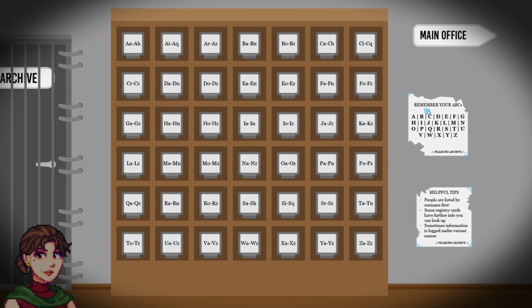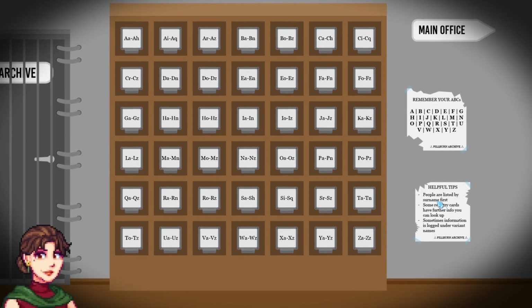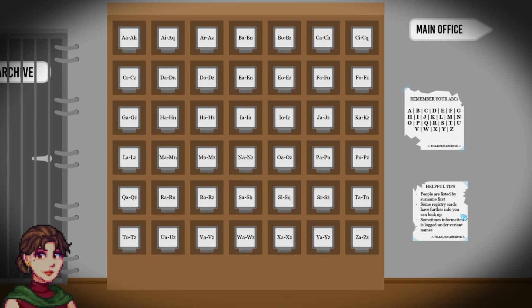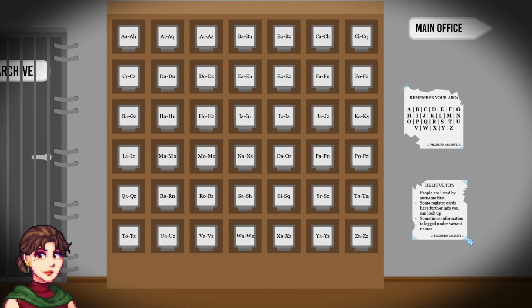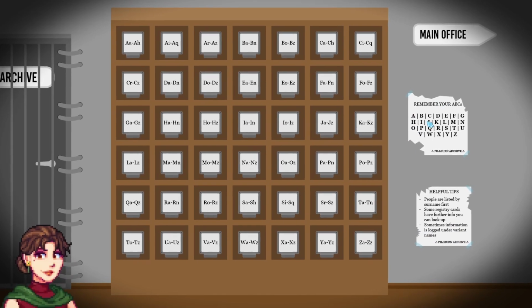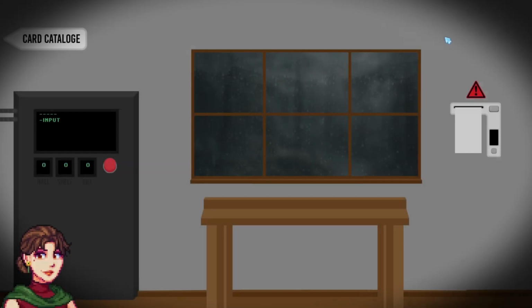Okay. Remember your ABCs. Helpful tips. People are listed by surname first. Some registry cards have further info you can look up. Sometimes information is locked under variant names. I actually appreciate them giving you the bloody alphabet.